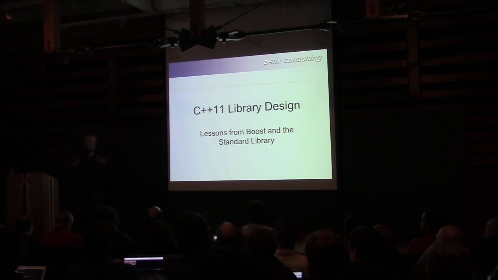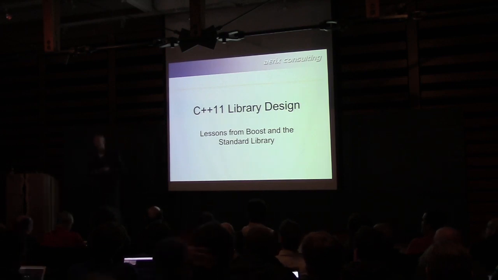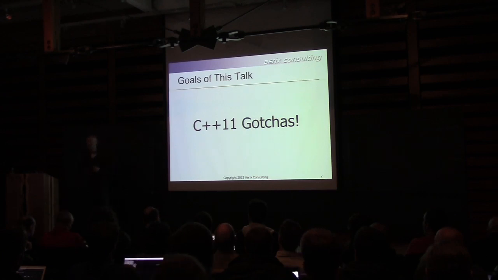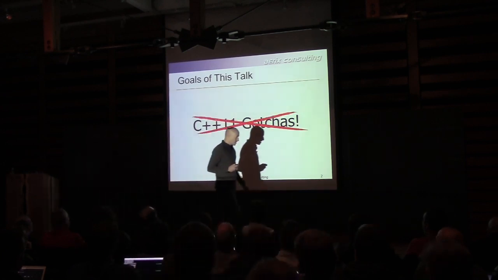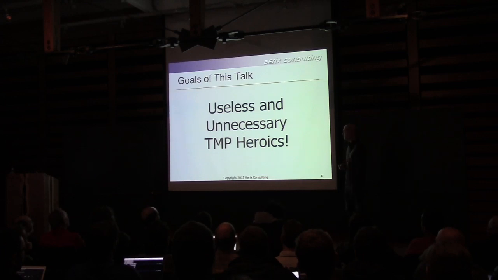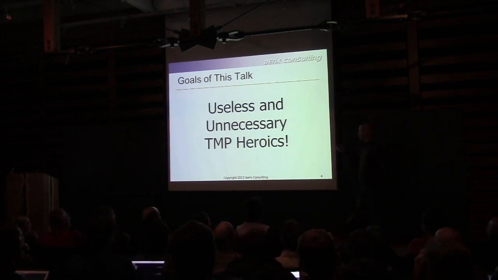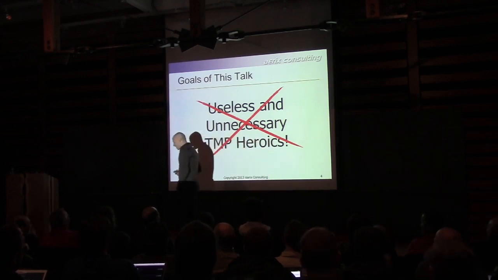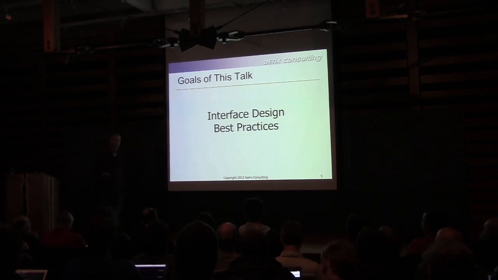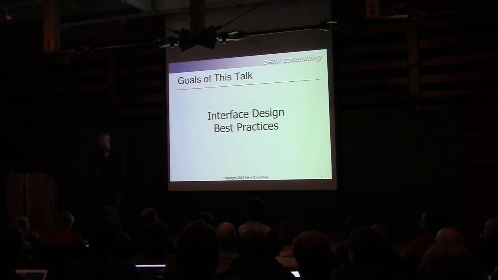I decided to back up and talk about something really basic and fundamental, which is how do we design library interfaces. So in this talk, we're going to be focusing on C++ gotchas. No, wait a minute. That's stupid. I hate those talks. We'll talk about tips and tricks. No, I don't like that either. We'll talk about useless and unnecessary template metaprogramming heroics. Woo, and those of you who know me would probably be surprised that we're not actually talking about that. We're just going to be talking about best practices for using C++11 to design library interfaces. And a lot of this stuff is going to be pretty basic for this crowd, but I'm hopefully going to surprise some of you with some of my recommendations, and maybe we get some interesting conversation going.